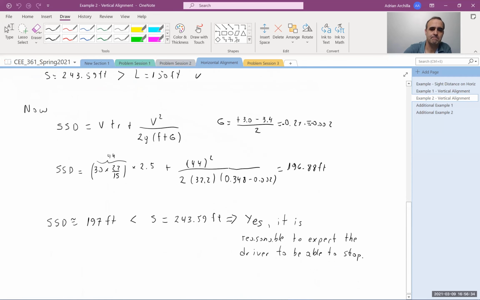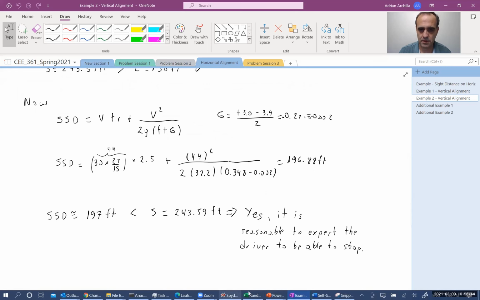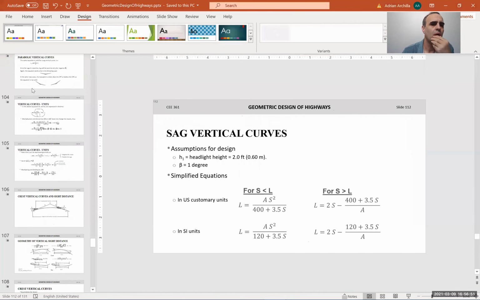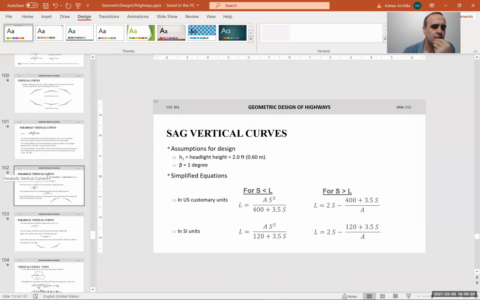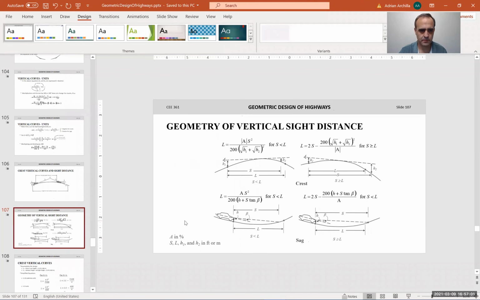I have a quick question. Do you think you could go over how we pick the S equations, the sight distance equations? It's very simple. Let me just go to my notes. You're going to have, let me see where they are. Here, you have this.